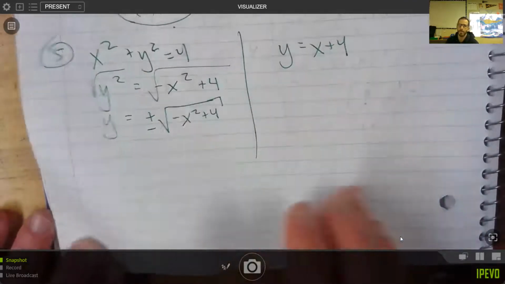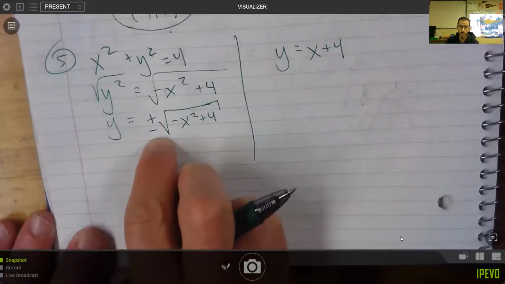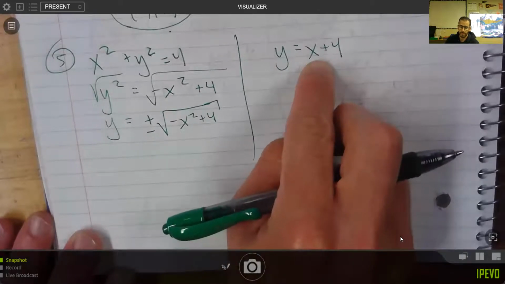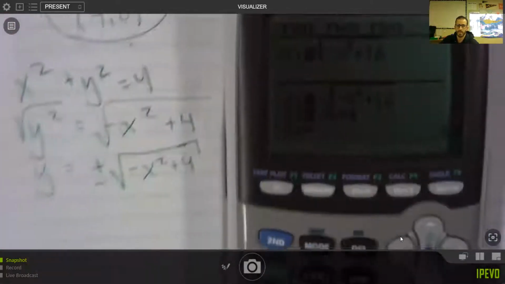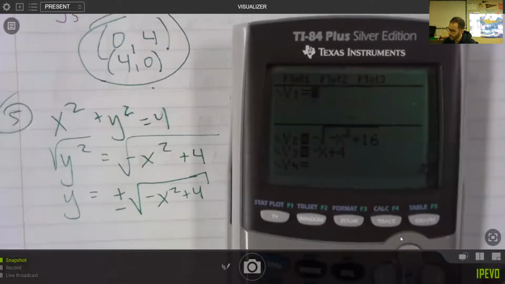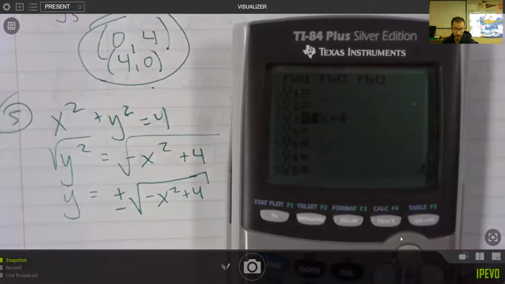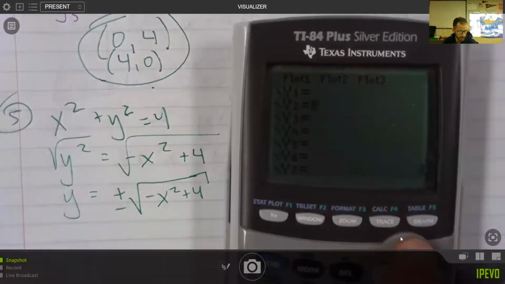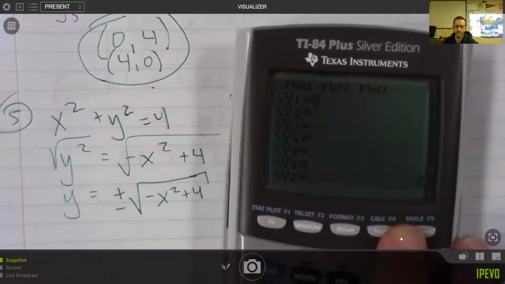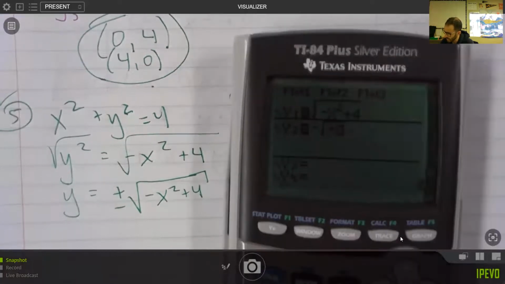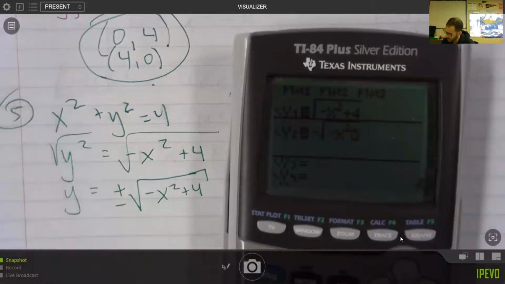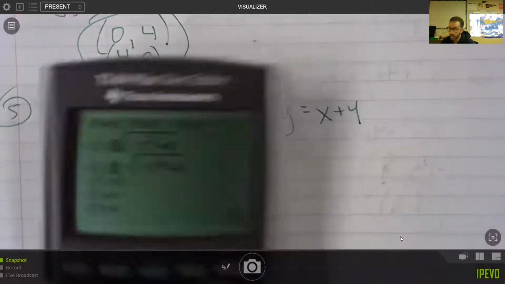There's going to be a pattern, by the way. So here's our y1, here's our y2, here's our y3. We'll go to our calculator. Sorry about that. Clear it out, and clear it out. Number 5. So first, positive negative x squared plus 4. Down here, negative square root of negative x squared, right? This is this, plus 4. And finally, x plus 4.